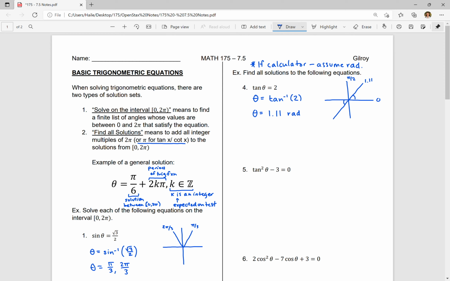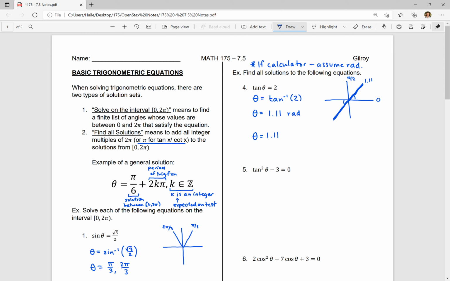Okay, so let's think about how we can write this as a general solution. So we have theta is equal to 1.11 because we always start with our solution on 0 to 2 pi. And for tangent, we know that tangent's going to repeat every pi, or 180 degrees. And that makes sense because you notice how these two solutions that we got between 0 and 2 pi form a straight line. And we know a straight line is equal to 180 degrees if we're thinking about angles.